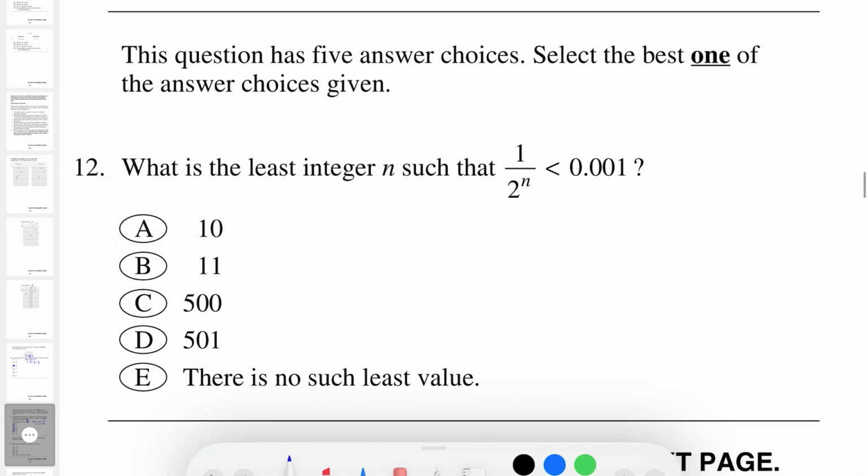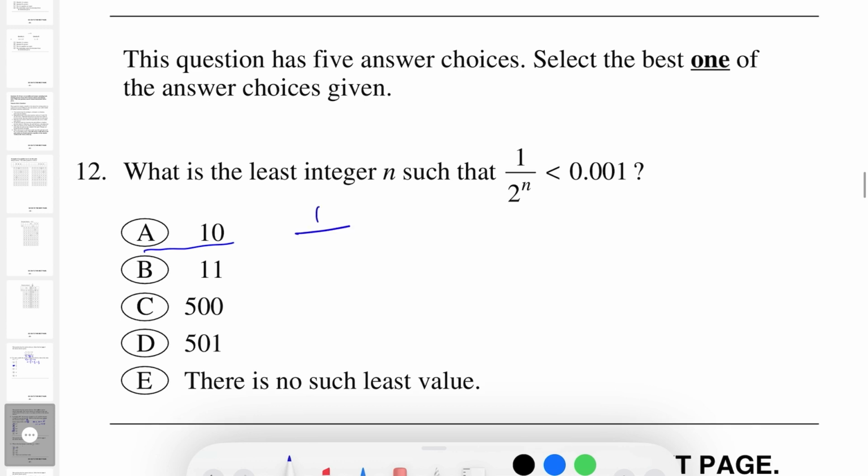Okay, next question, question 12. What is the least integer n such that 1 over 2 to the n is less than 0.001? I think the way I would approach this is to take a look at the answer choices and start with those. Instead of just solving for n, I can look and see that A is our smallest answer choice. So if that works, that should be our answer. So let's plug it in and see what happens.